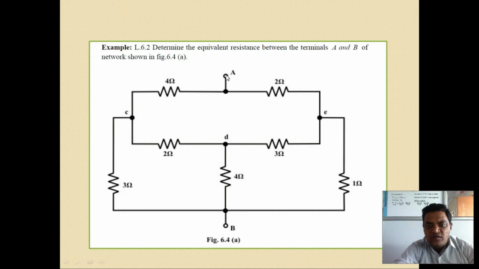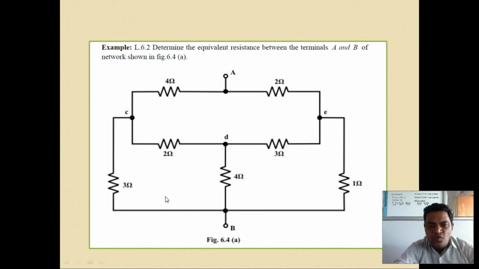let us assume that current starts flowing from this node. From this node the current will be divided, and where the current is divided, the respective resistances are connected in parallel. Same thing here.